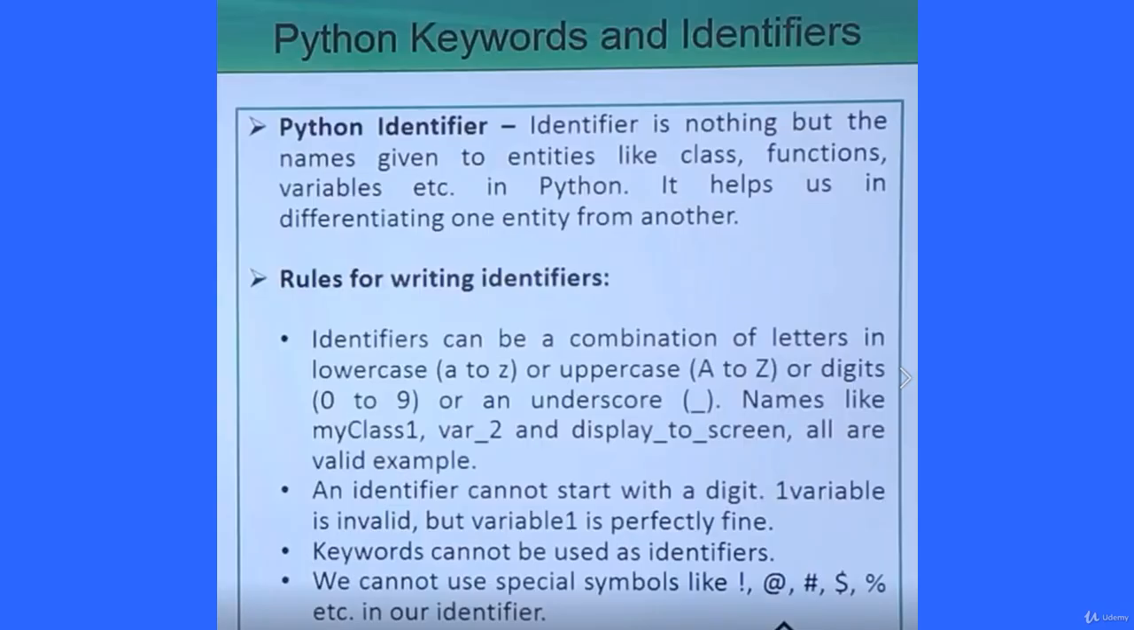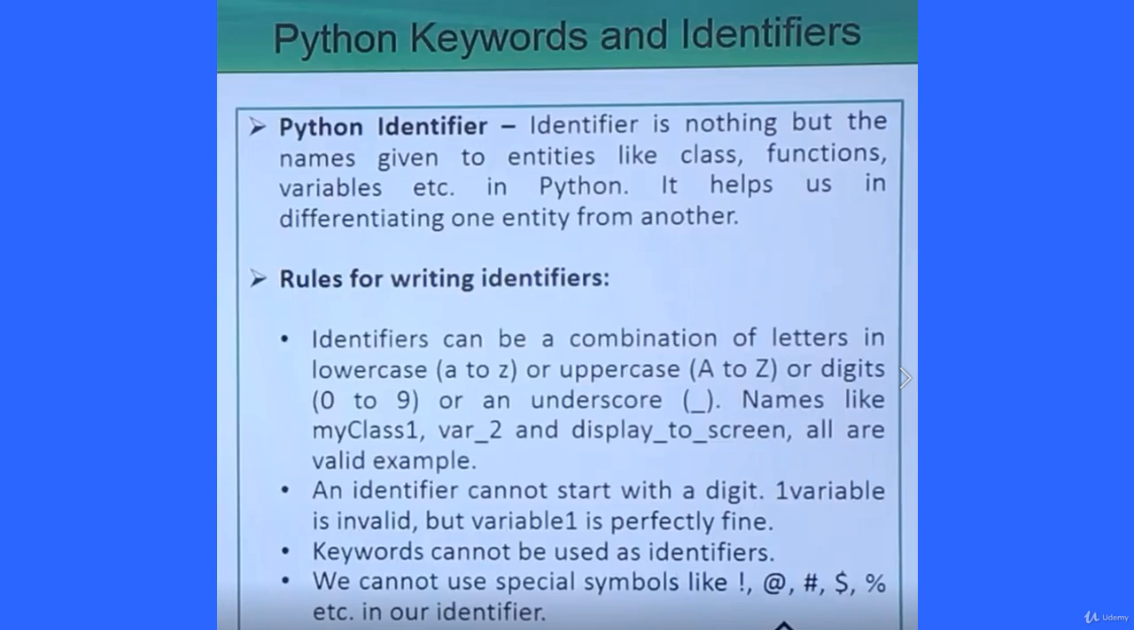Rules for writing identifiers. Identifiers can be a combination of letters in lowercase or uppercase, that is capital A to capital Z, and digits ranging from 0 to 9, or an underscore like this one. These are the valid characters in our identifiers. Names like myClass1, var_2 and display_2_screen are all valid examples of identifiers.